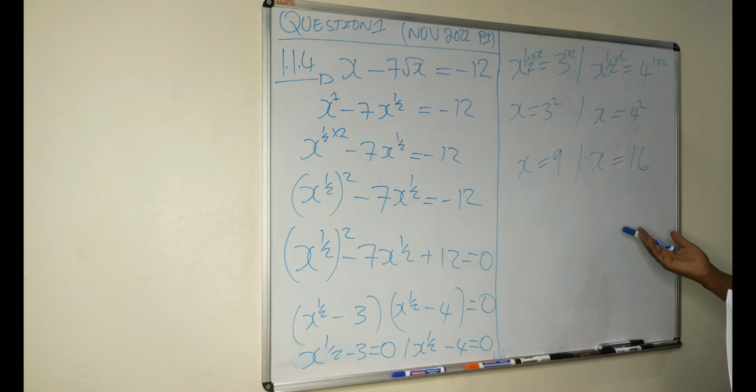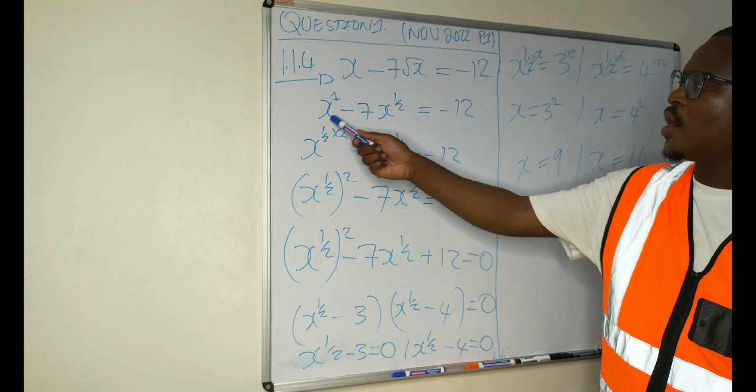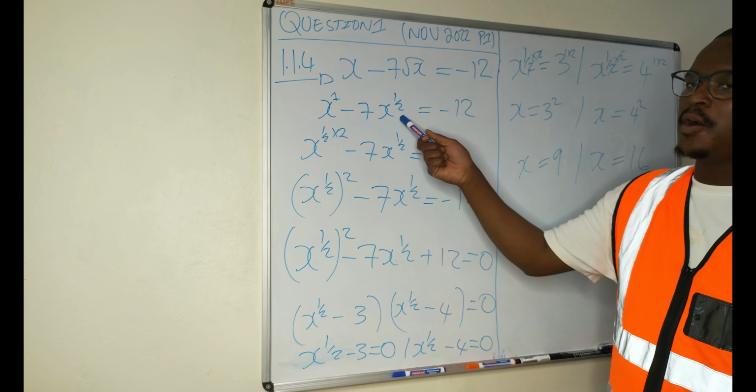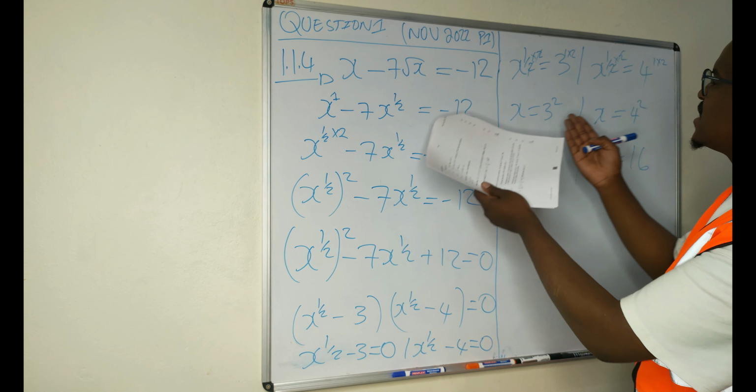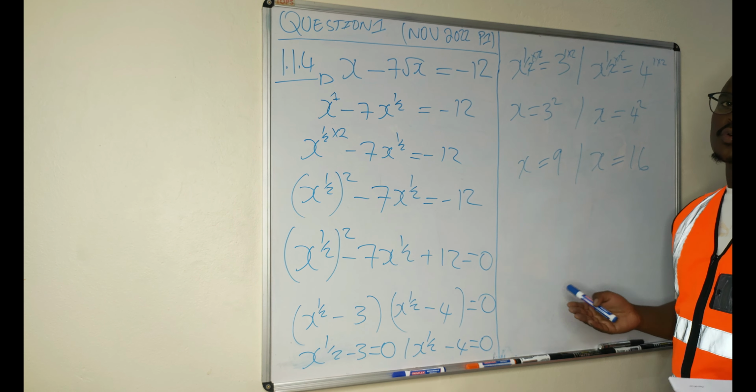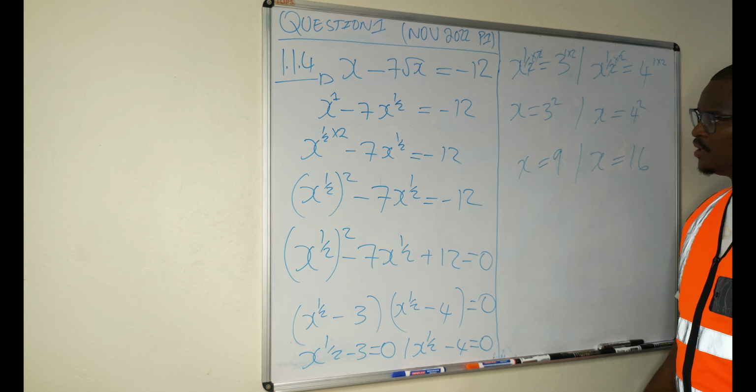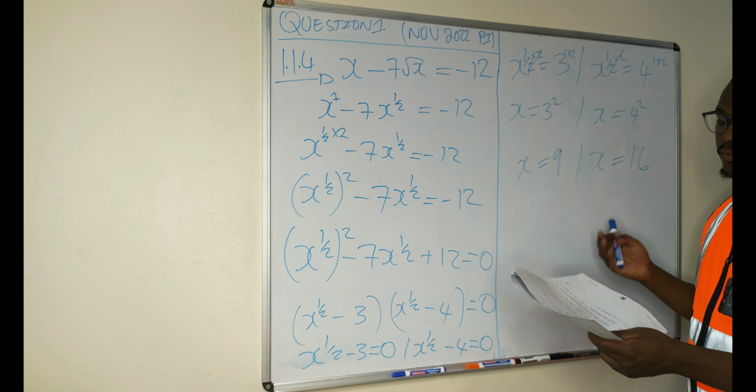So the most important part is just recognizing the relationship between these two: that the power of this is twice the power of that. Then you can split them and make them look similar. Once they are similar, you treat it like your 1.1.2 type of question. And then this is it. Hopefully it's correct.